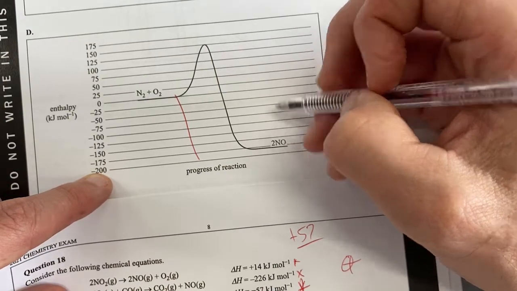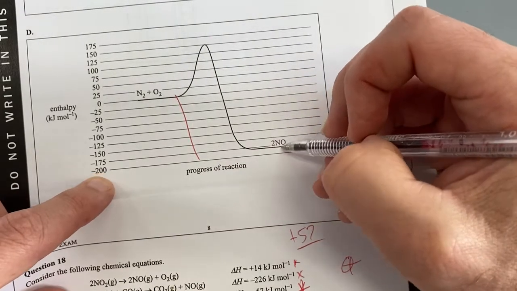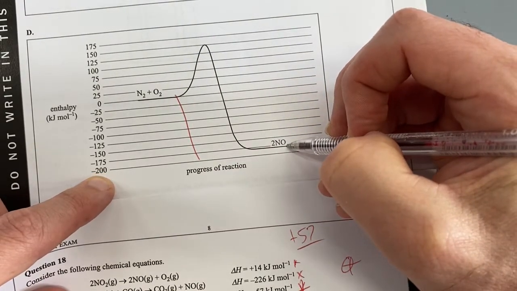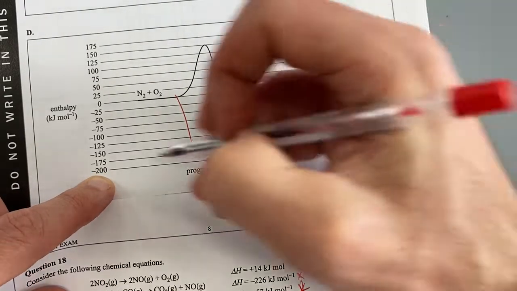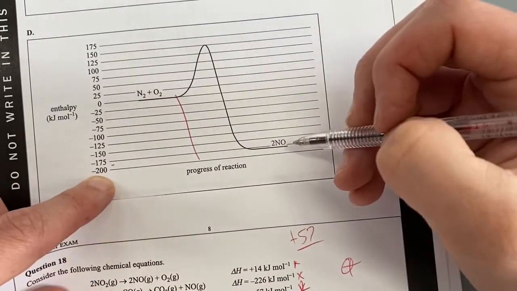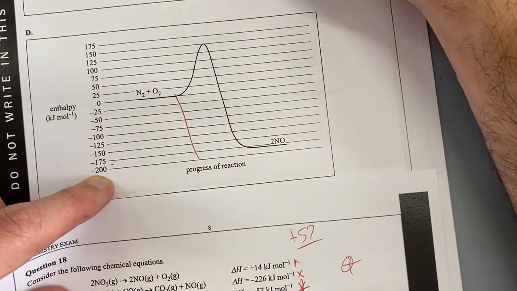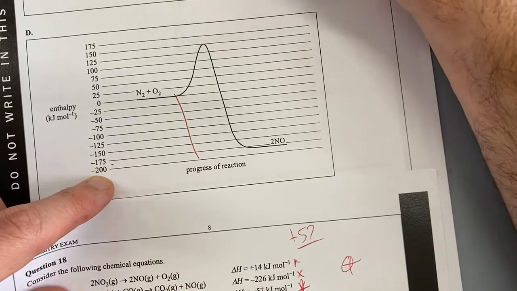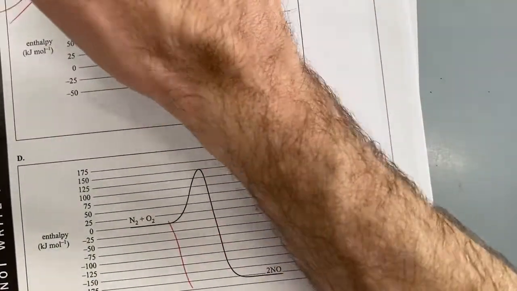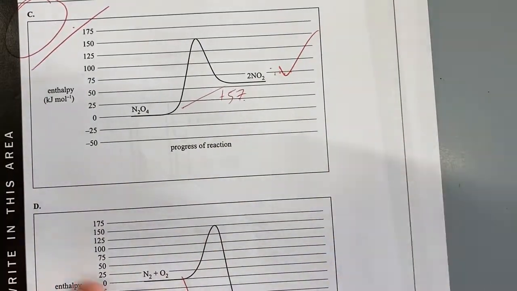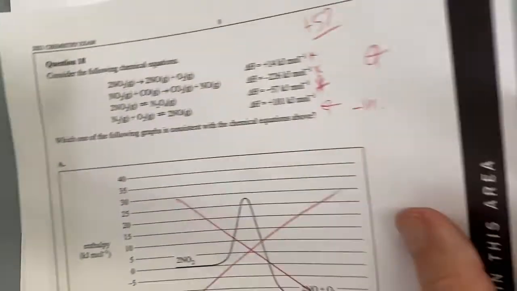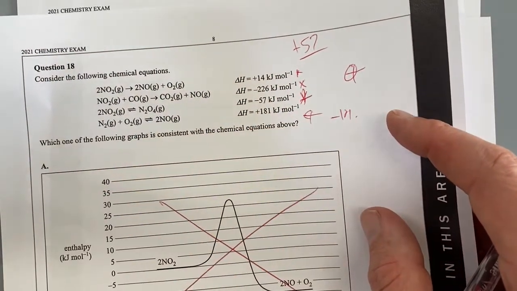But let's have a look. That's going down here. I reckon that's just shy of it. Negative 181 was pretty much in the middle there. I'm going with C. Let's go with C, so therefore our answer there is C. It's the one that's most consistent with this reaction there.